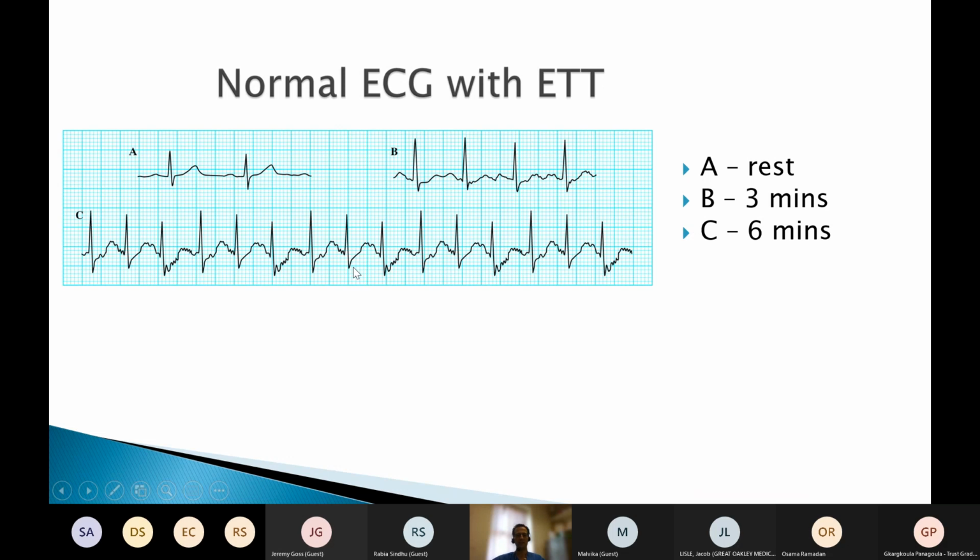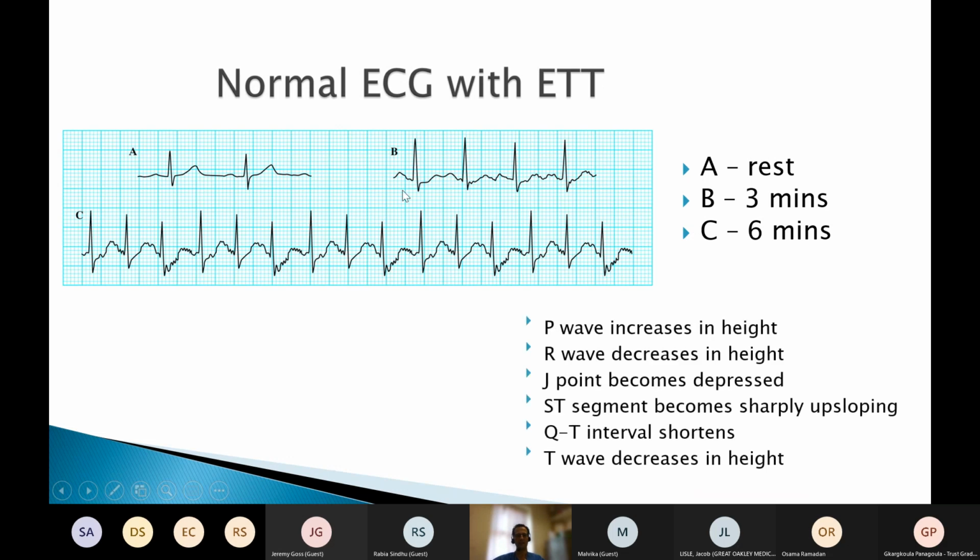The normal ECG with exercise: initially, you might get some slight increases in size of the P wave and the QRS. You often get this J-point depression and upsloping ST depression. That's a normal finding, like in the first case that I showed you.